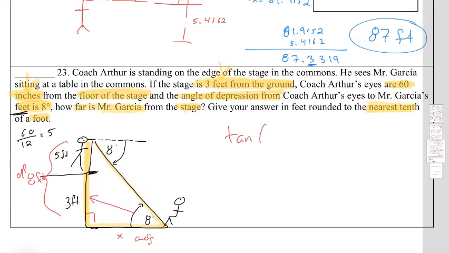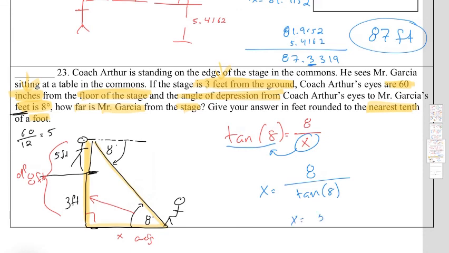So I have tan of 8 degrees is equal to the opposite side, which is 8, over the adjacent side, which is x. And because x is in the denominator, we're actually going to switch these two things. In my calculator, it's going to look like 8 divided by tan of 8. When I put that into my calculator, I get x, or the distance, to be 56.9 feet.